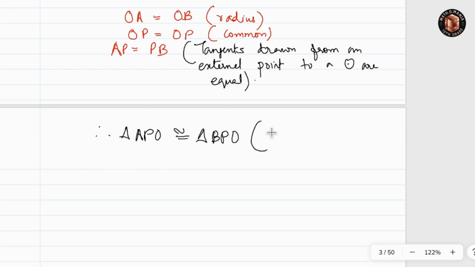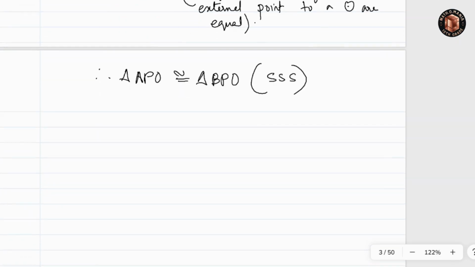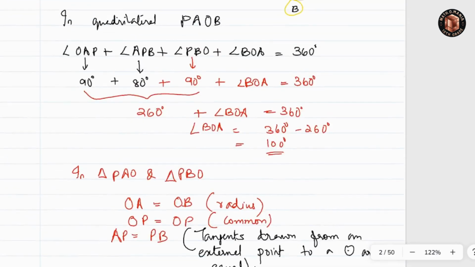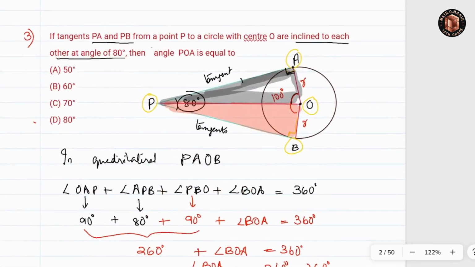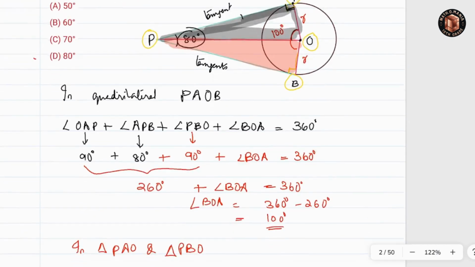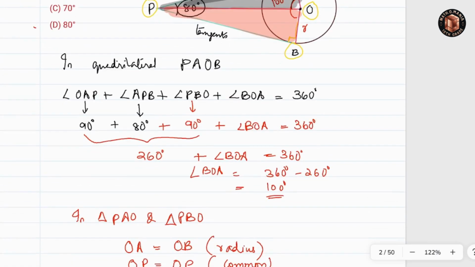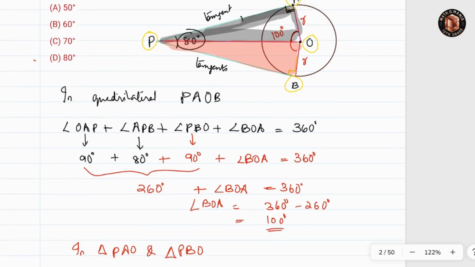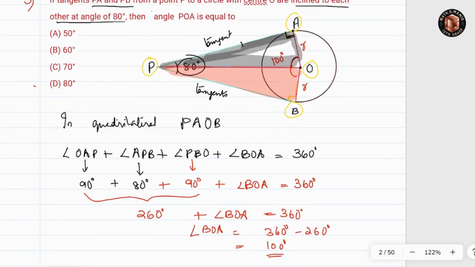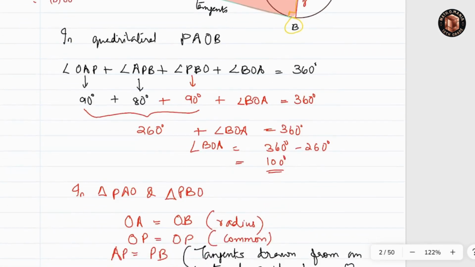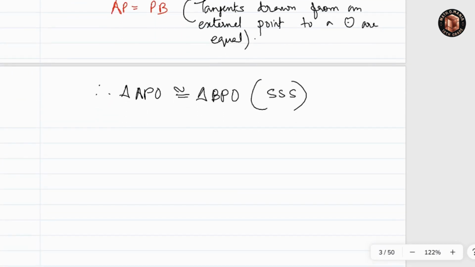BPO. By which congruency condition? By SSS. Okay. Now from here, if these two triangles are congruent, triangle APO is congruent to triangle BPO, then what can I write? Then I can write that angle POA equal to what? Angle POA equal to which angle? That means this angle will be equal to this angle, right? By CPCT. So I will write it here.